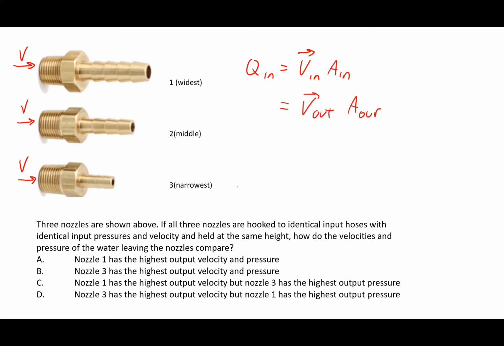So this one has the smallest area on the output side, and so it must have the largest velocity coming out. So nozzle 3 has the highest output velocity. Then we have to look at what's going on with pressure.